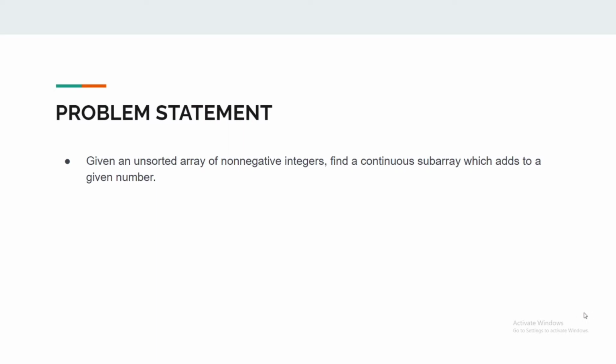Now, what does the problem statement say? We are given an unsorted array of non-negative integers, and we need to find a continuous subarray that adds up to a given number.